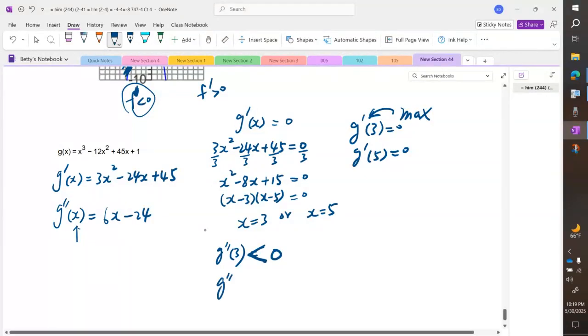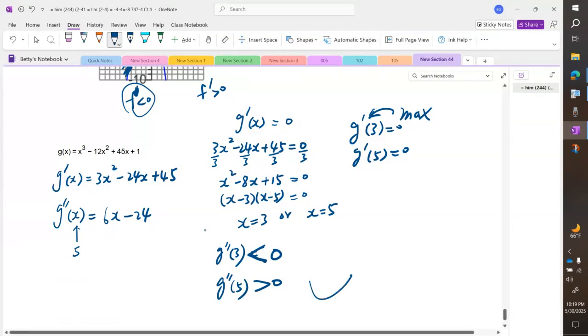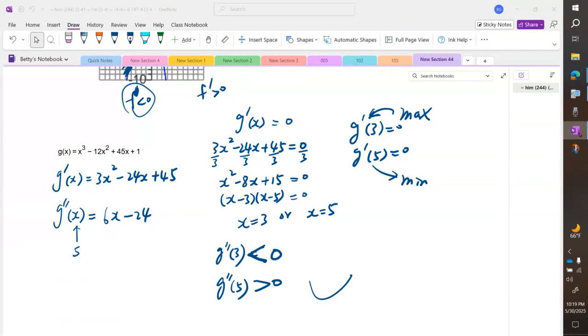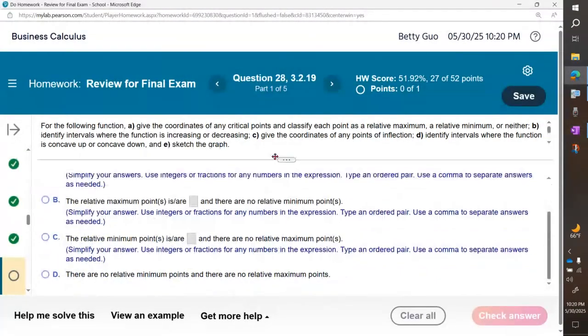And then I also want to know the second derivative of the function at 5. Plug in 5 here. 6 times 5 is 30. 30 minus 24 is bigger than 0. Second derivative bigger than 0 means concave up, so this is a minimum. What I used just now is the second derivative test. We do have both a relative minimum and maximum, so let's read the 4 answer choices.